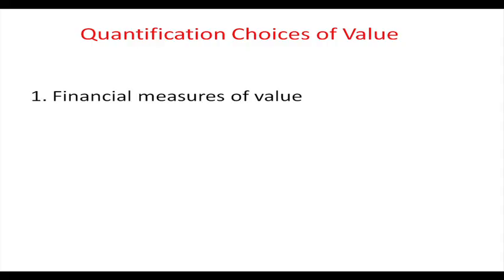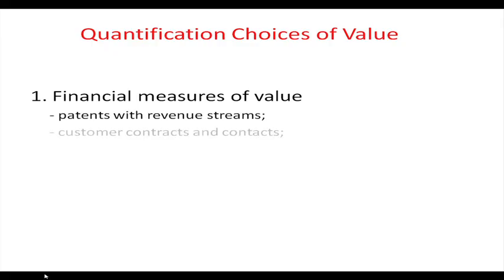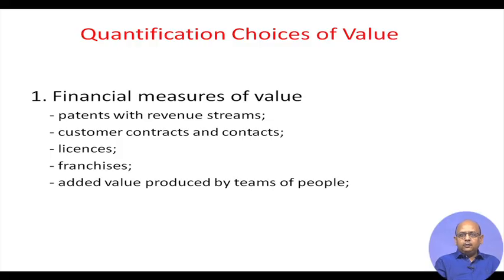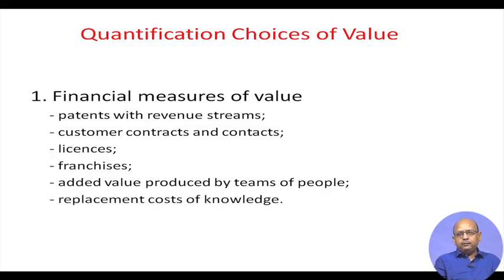For example, if you have financial measures of value, that is good enough, there is no problem. I mean, there is no question asked on how many patents you have which is creating revenue, that is one way to create value, or how customer contracts and general contracts are creating value, right. So, you can go for these kinds of financial measures, like the number of licenses that you have created, franchises that you have, or strategic alliances that you have formed, because all this is added value produced by the group of people. So, the people are very important in the entire process, right. Then you look at the replacement cost of the people. Okay. So, all this is basically related to financial measures.